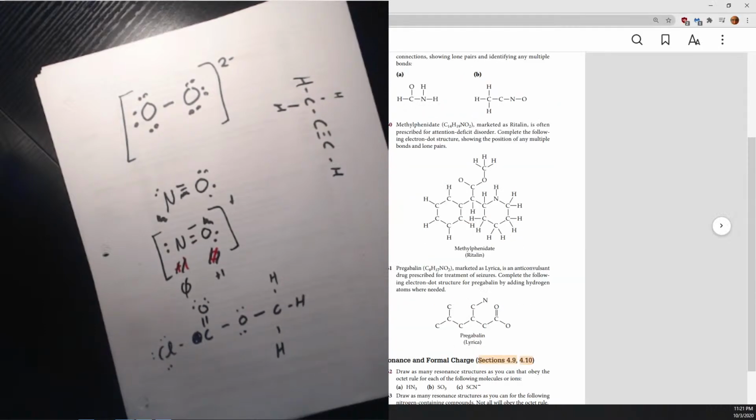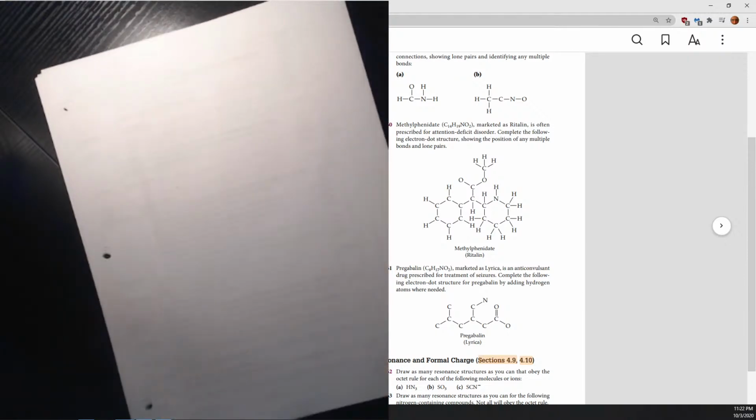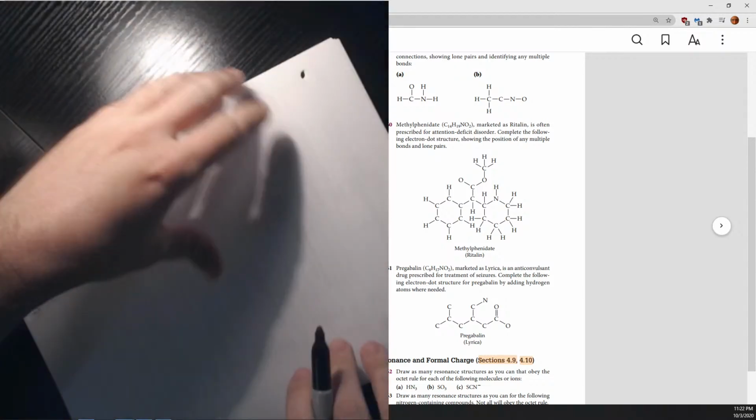Methylphenidate, C14H19NO2, marketed as Ritalin, is often prescribed for attention deficit disorder. Complete the following electron dot structure. Oh, man, this is a beast. Let's see if I can fit this all on a single page.